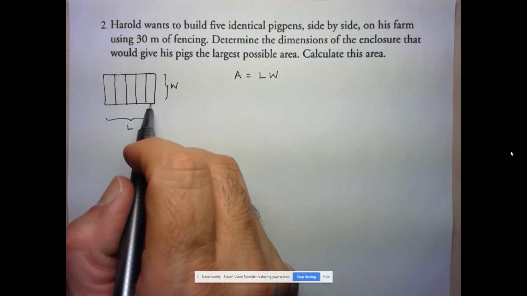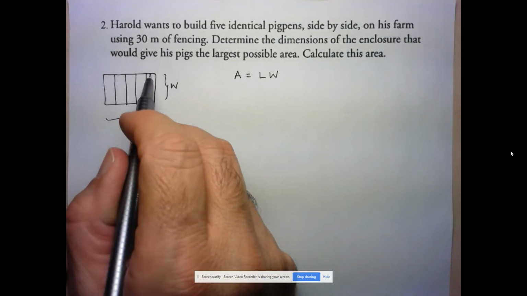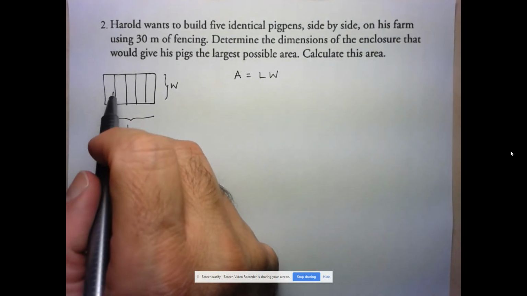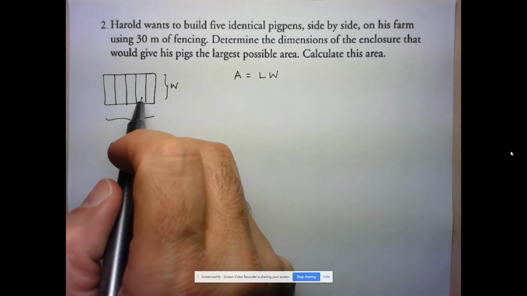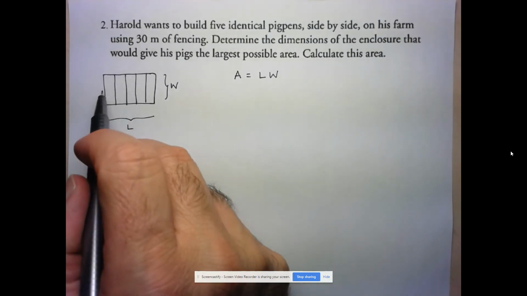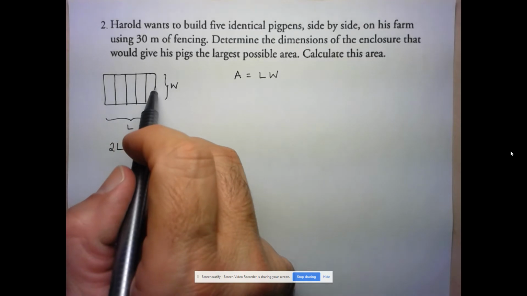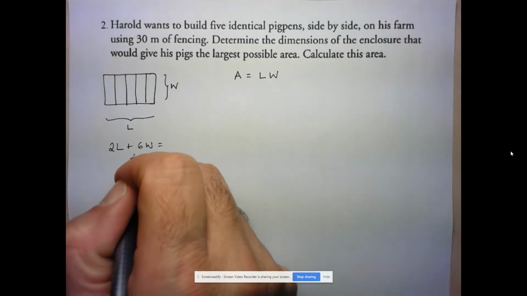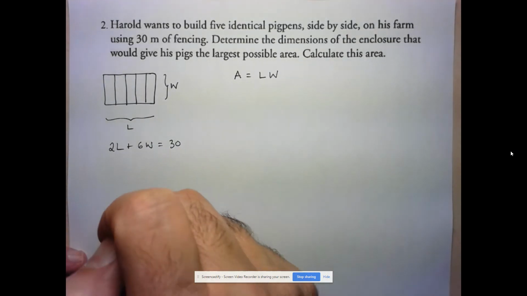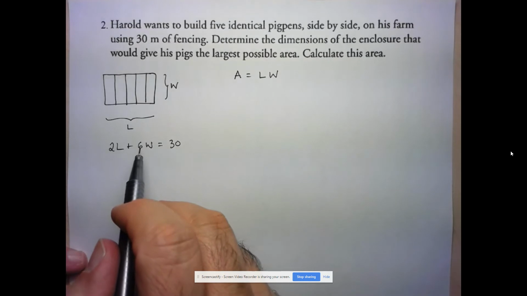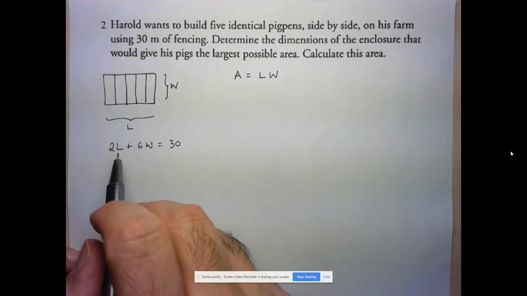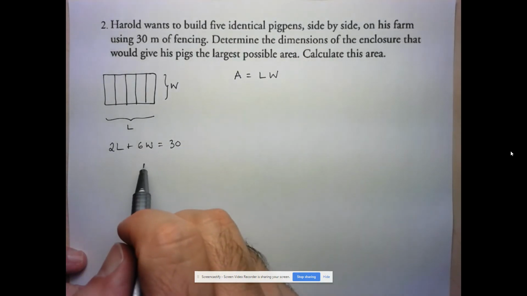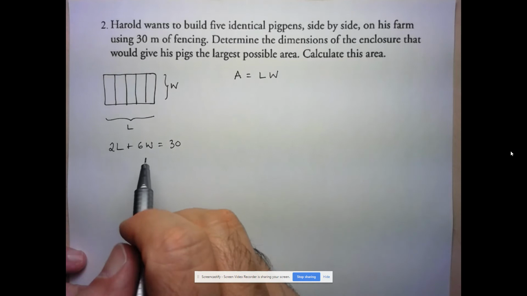Well, I have the base here, L, and the top, which is another L. So I've got 2L, plus I also have to separate out the pig pens along with the ones at the end. So I have 1, 2, 3, 4, 5, 6 lengths that are equal to W. So we have 2L plus 6W. All of these have to be equal to 30. And now I can use this to solve this, what's essentially a system of equations, because I'm going to do a substitution. I'm going to solve one of these variables and then input it into my area formula, giving me a function of 1 variable.